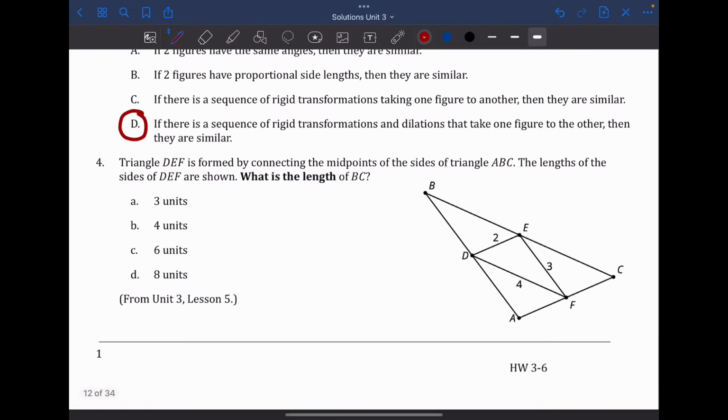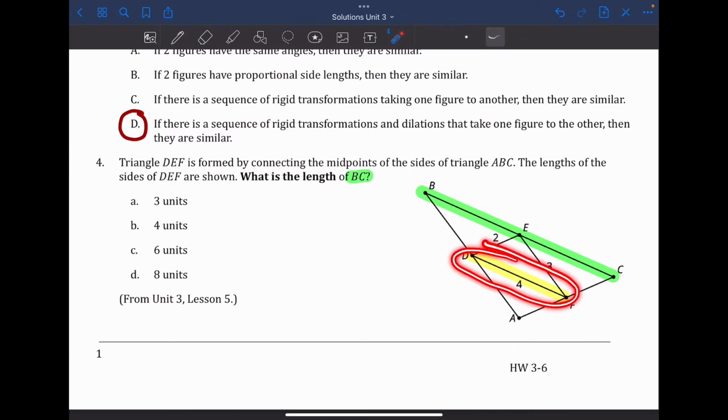For question 4, we have triangle DEF, which is formed by connecting the midpoints of the different sides of the triangle. And they want to know what is the length of BC. So, length of BC is this whole side right here. So, that one is going to be parallel to DF. So that means I am going to use DF as my proportional side if I can now consider these kind of similar triangles. Because they are all going to be similar triangles, it's just something applied a dilation.